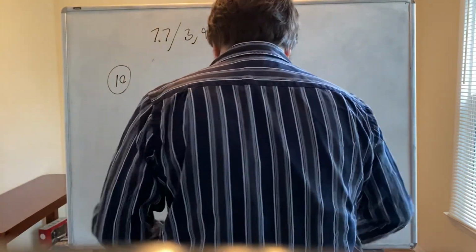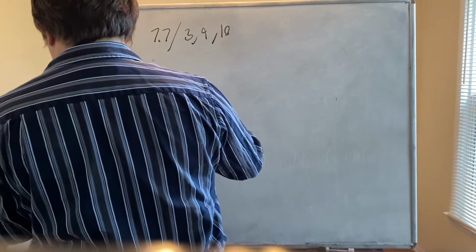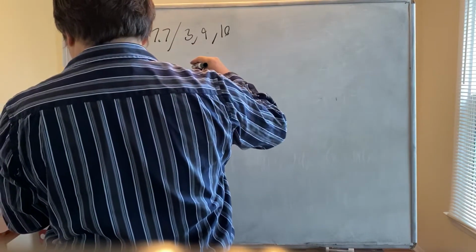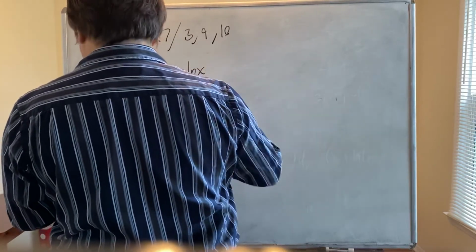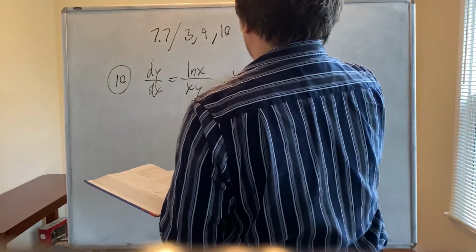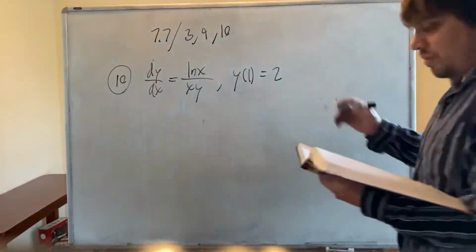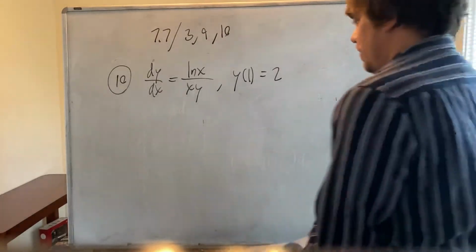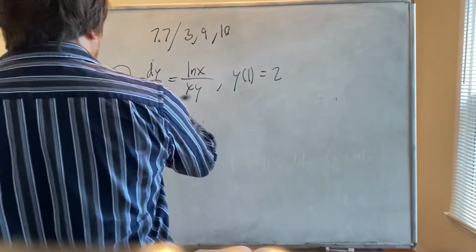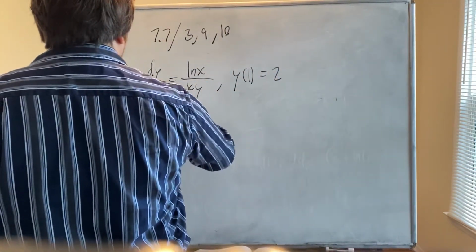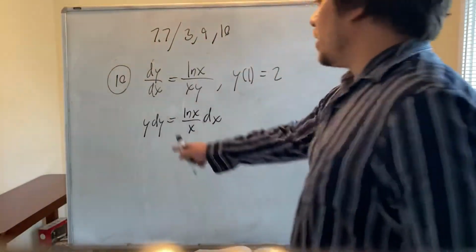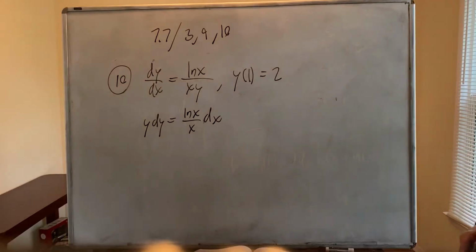So for number 10, we want to find the solution of the differential equation that satisfies the initial condition. So dy/dx is equal to ln x over xy, and y of 1 equals 2. Find the solution of the differential equation that satisfies the given initial condition. Okay, so I'll put the y's on the left side and the x's on the right side. So you get y dy is equal to ln x over x dx.